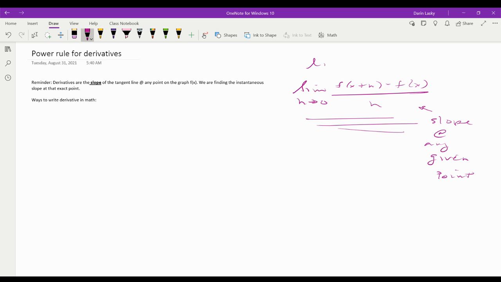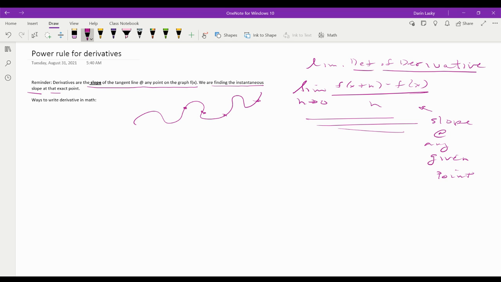And we call this the limit definition of a derivative. Okay? A derivative. All right. So remember, when you see the word derivative, we're thinking slope. Derivatives are the slope of the tangent line at any point on the graph. You can find the slope here, here, any point. So in essence, we are finding the instantaneous slope at that exact point. Remember, it's that specific point.